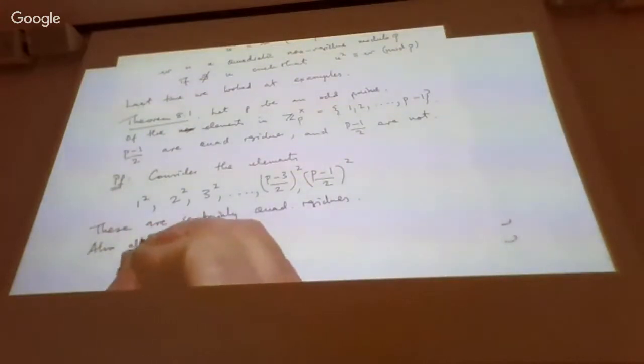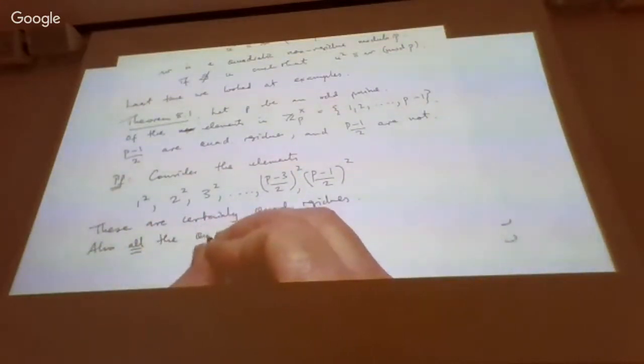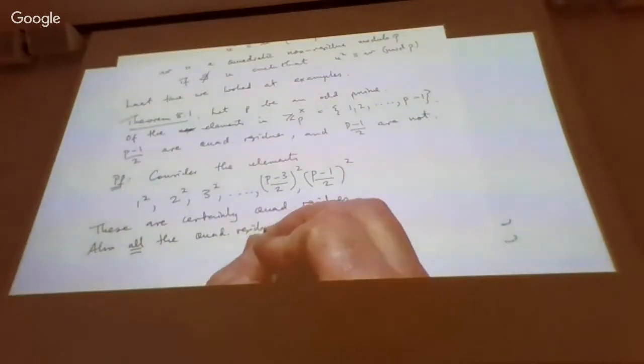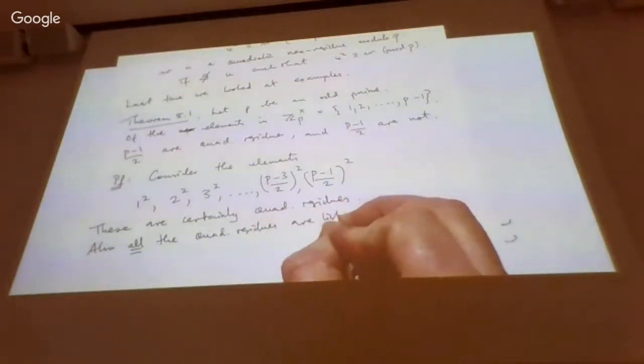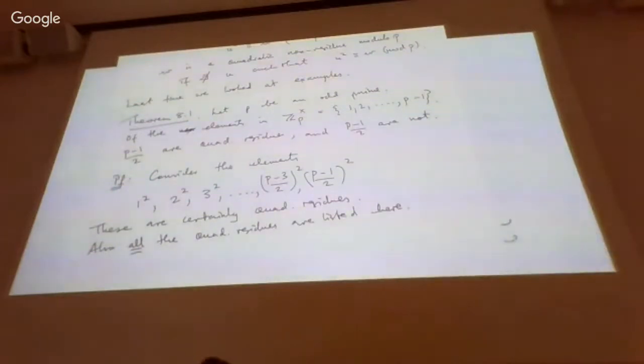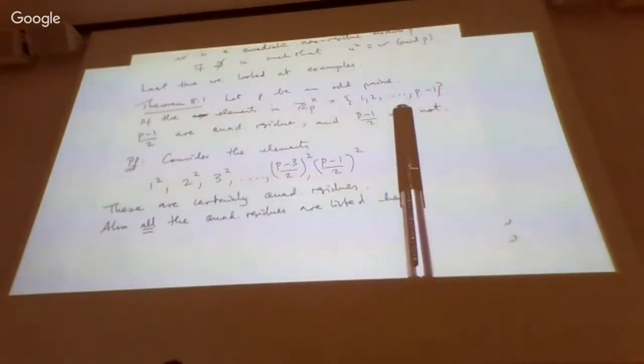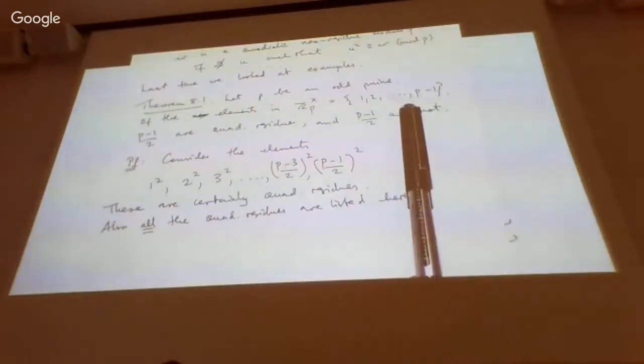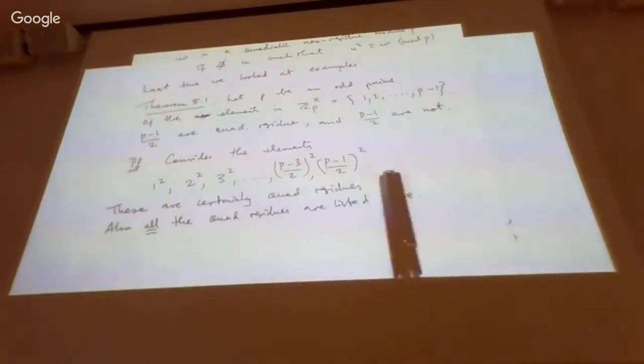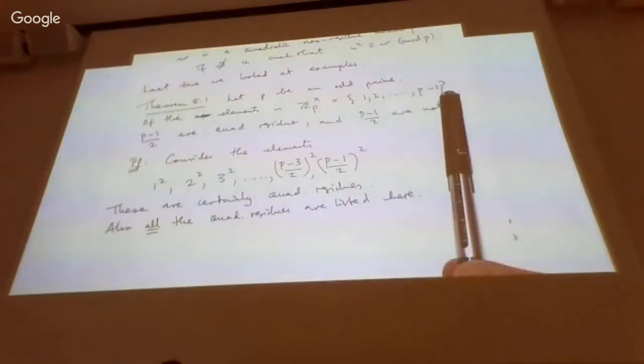Also, all the quadratic residues are listed here. What do we need to do to justify that? Well, how do we justify that? Well, certainly half of the potential ways of describing quadratic residues are listed here, because we've squared half of the elements from ZP. The only descriptions of quadratic residues we haven't listed yet on paper are squaring the other half.